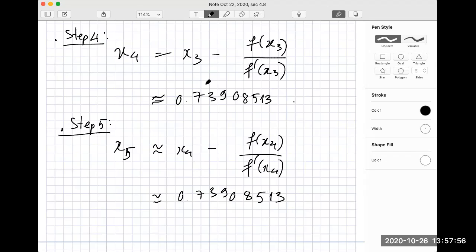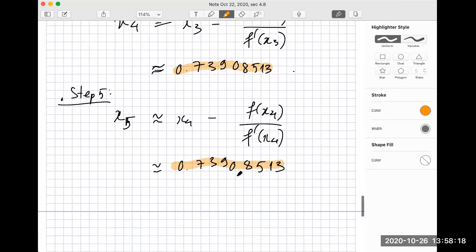Now look at this. The x4 is 0.73908513. This one is also close to this, right? Therefore, the difference between these is smaller than 10 to the minus 7, somehow like that. We observe when you compute the difference, okay? So we see that the difference between x4 and x5 agrees to 6 decimal places.